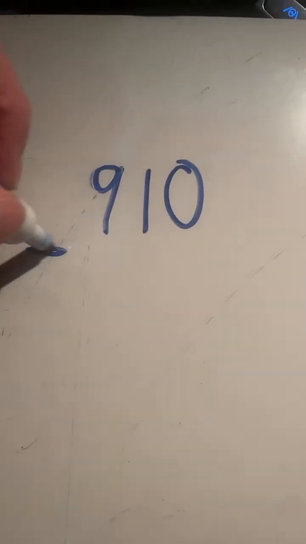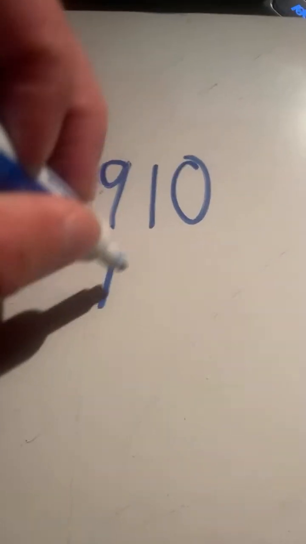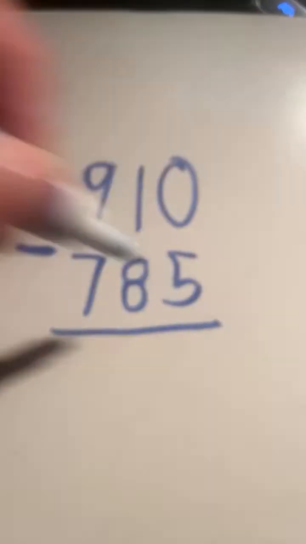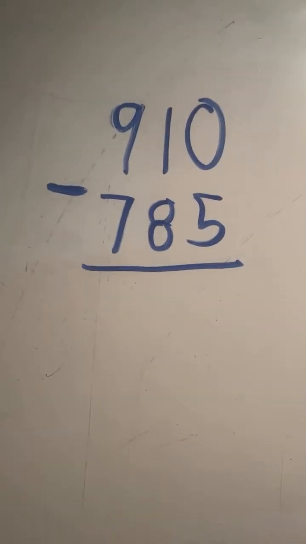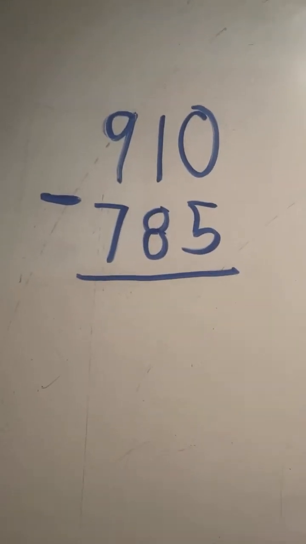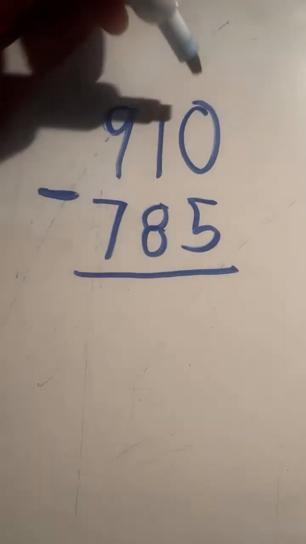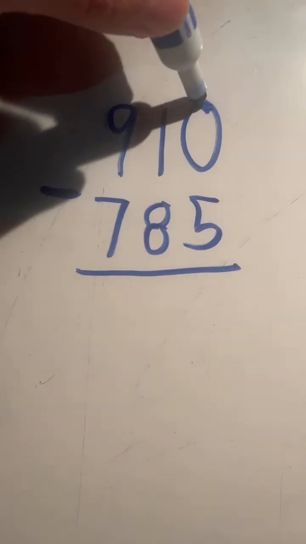910 minus 785. So again, we have to regroup in the tens and ones place. And again, we're going to do all of our regrouping before we do any subtraction.